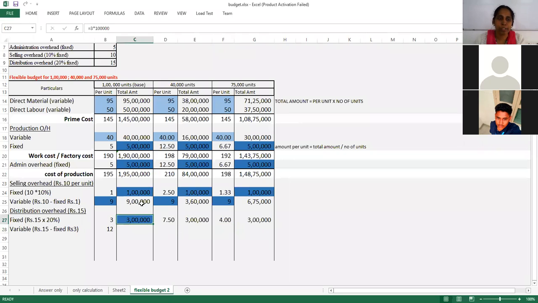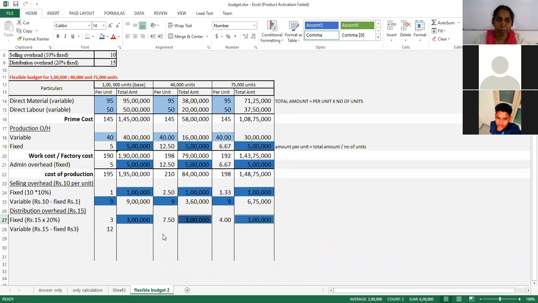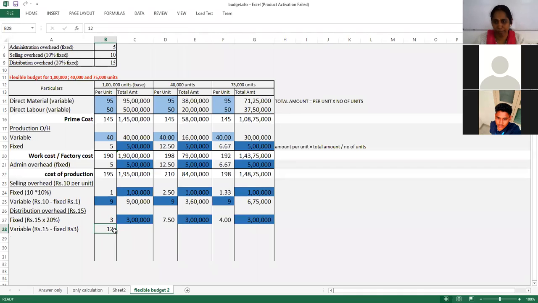Okay, so this is fixed. So we are going to have the total amount same. And this is variable. But it's variable, per unit will be same. So per unit is 12 rupees means I wanted to know what is the total amount. So 12 rupees multiplied by 1 lakh units. And here 12 rupees.